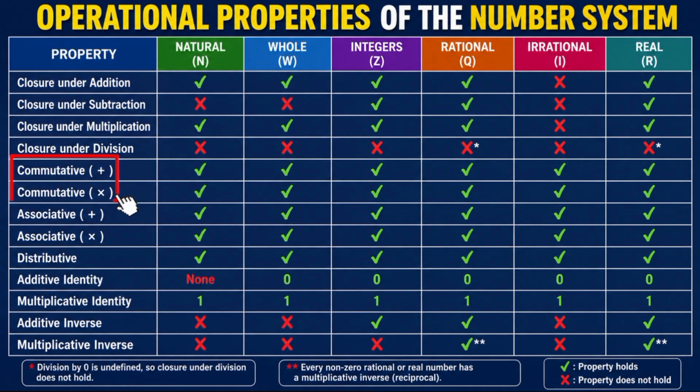All numbers are commutative under addition and multiplication. All numbers are associative under addition and multiplication. All numbers have a distributive property. 0 is an additive identity over all numbers except natural numbers. 1 is a multiplicative identity over all numbers. Only integers, rational numbers, and real numbers have an additive inverse. Only rational and real numbers have a multiplicative inverse.